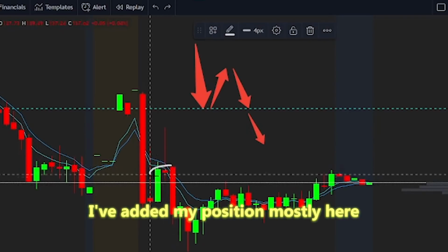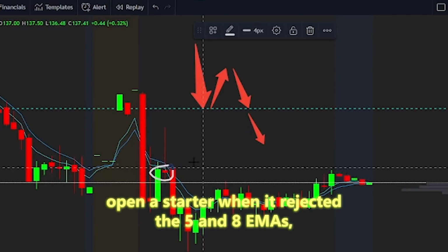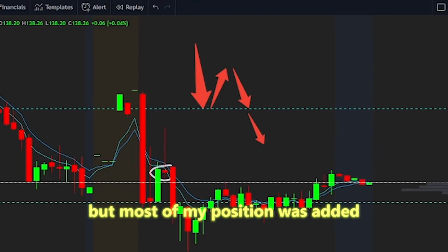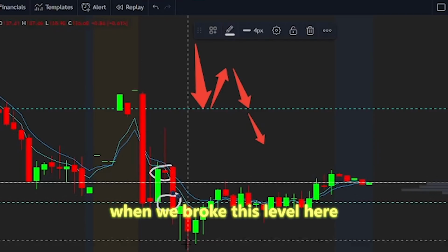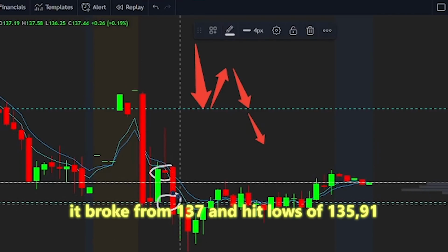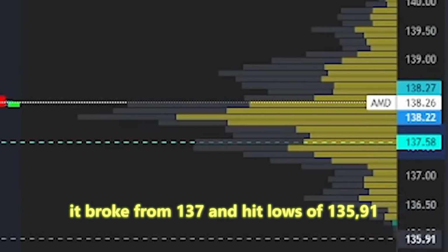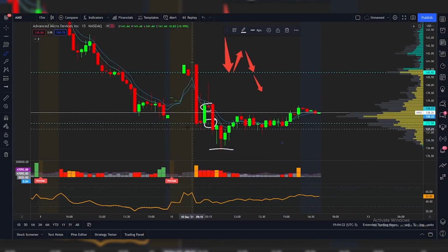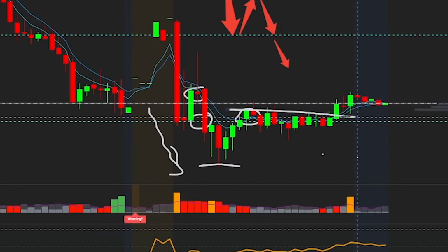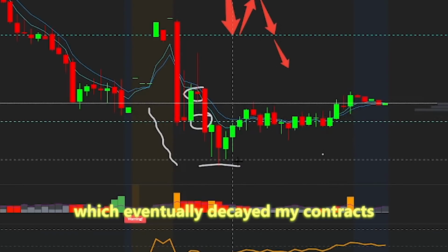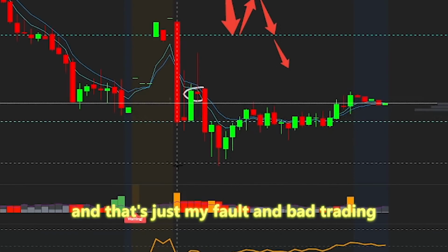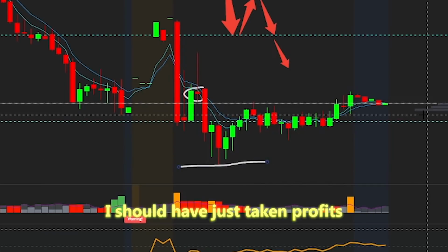I added my position mostly here, opened a starter when it rejected the 5 and 8 EMAs, but most of my position was added when we broke this level here. You guys can see it's all low. It broke from 137 and hit lows of 135.91. So what I should have been doing is scaling out along this way, but I got too stubborn in my trade and exited it here, and then got caught in the chop, which eventually decayed my contracts. But I was up a good 30-40% here, and that's just my fault in bad trading. I should have just taken profits.